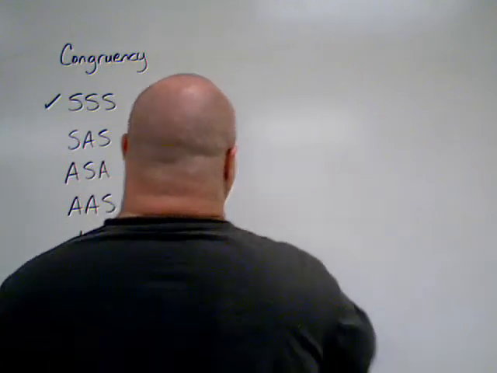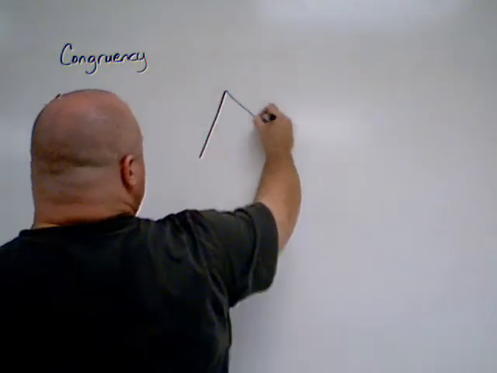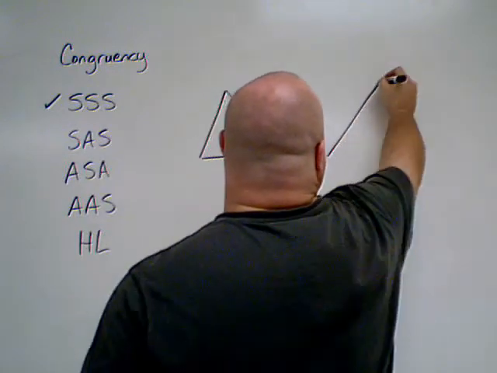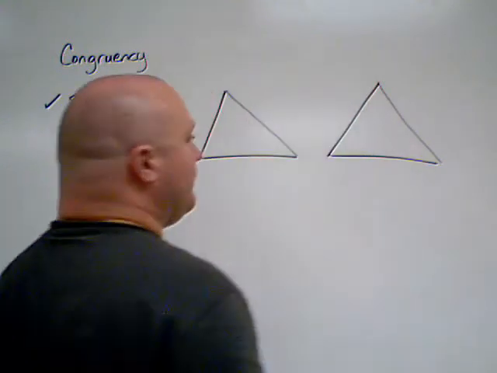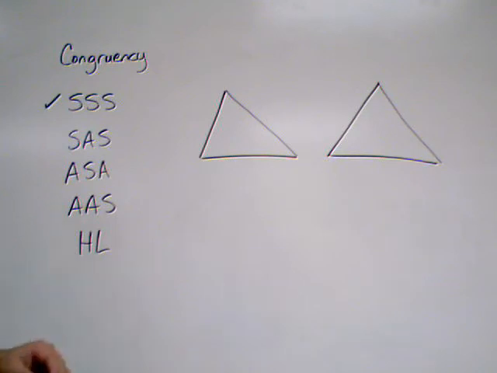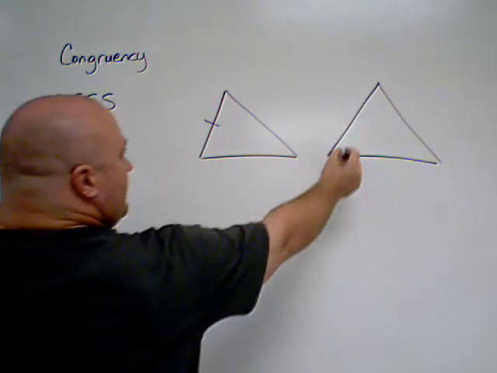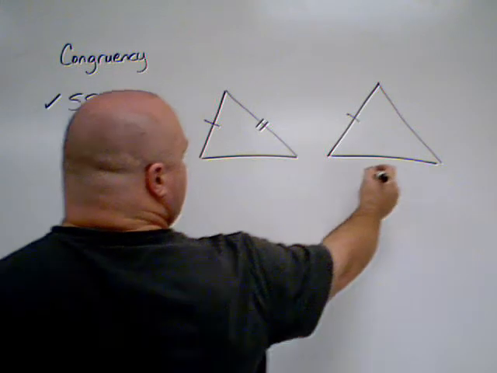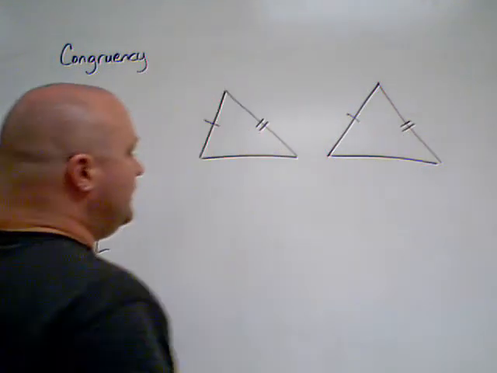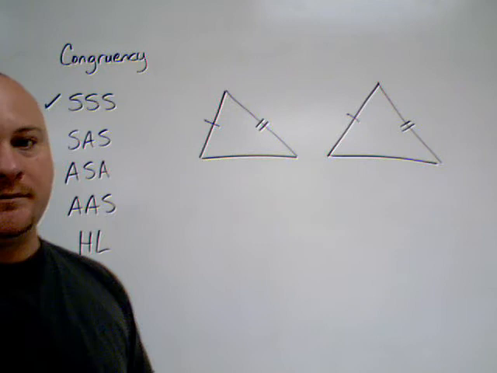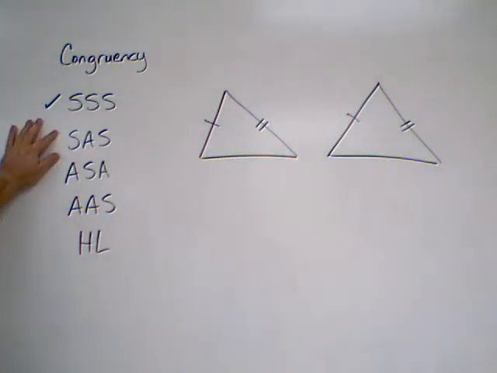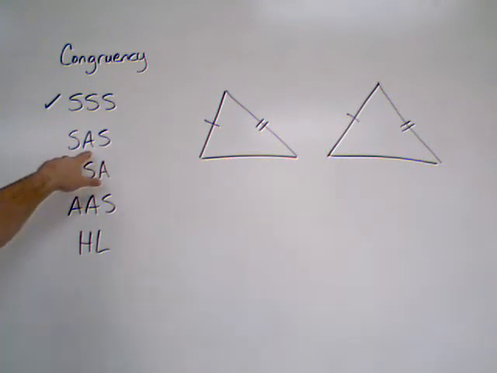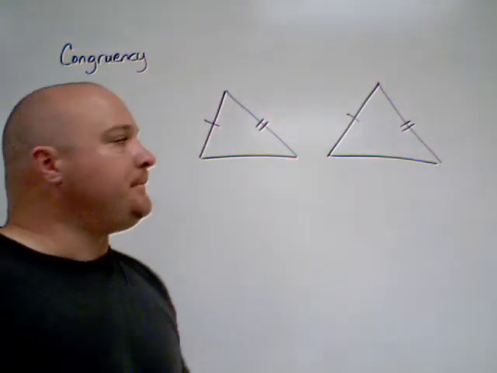The next one. We're going to draw 2 more triangles. I know those don't look really similar, but just go with it. We're going to do side, angle, side this time. I'm going to have a side here and a corresponding side there. Pick another side. Let's go with this one again. So we know that those 2 pairs of sides are congruent. Now for side, angle, side to work, the angle must be in between the 2 sides that are congruent. It must be what we call included.